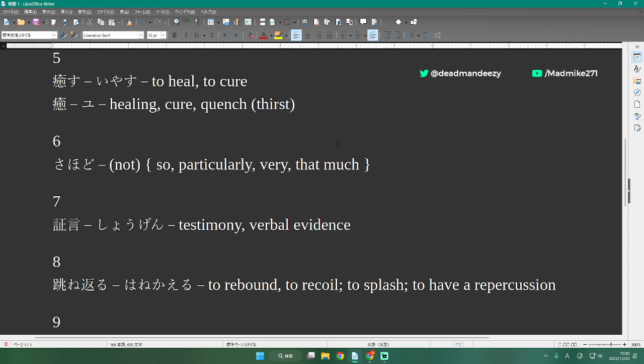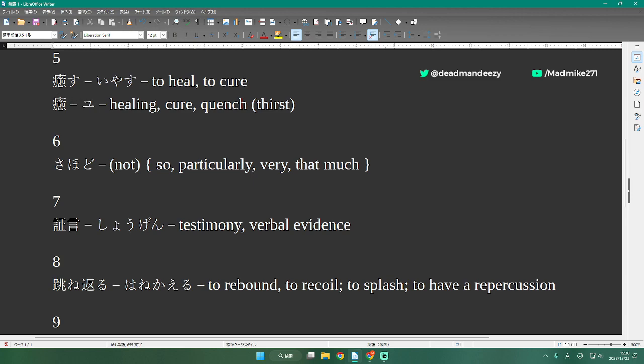Number 5 is iyasu. Iyasu is our transitive verb for healing and curing. We've learned other ones, but this is another one. This is our godan verb for heal or cure. Radicals in this kanji are sickness. This outer radical here is sickness.